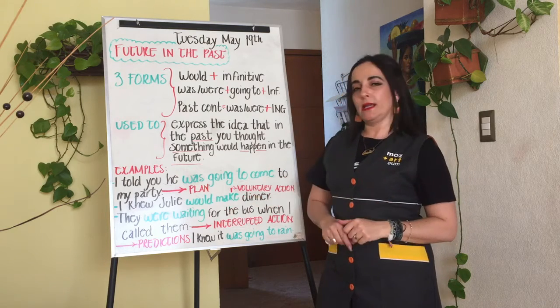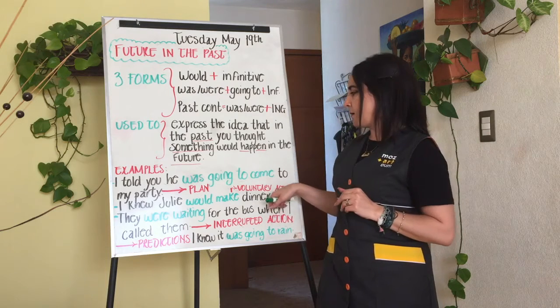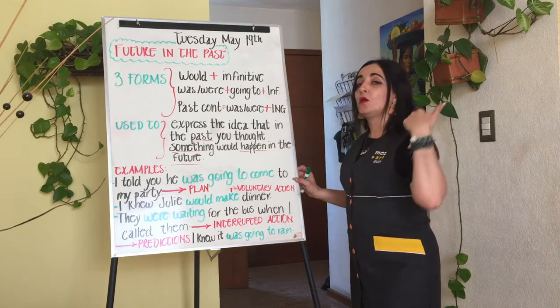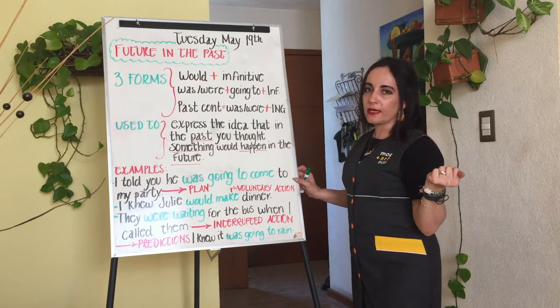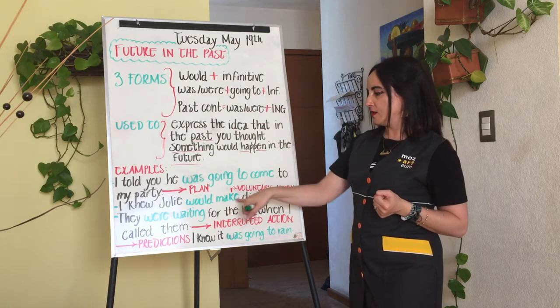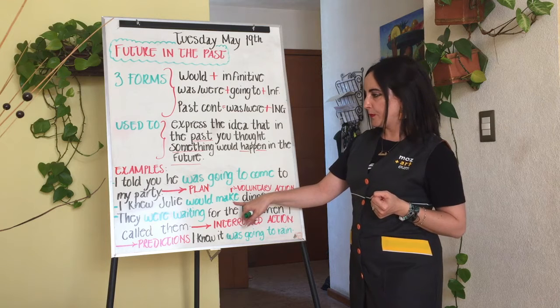Another example is, I knew Julie would make dinner. I'm talking about a voluntary action, that Julie would want to make the dinner. I'm using would plus infinitive. As you can see, make is not conjugated, it's an infinitive, okay?